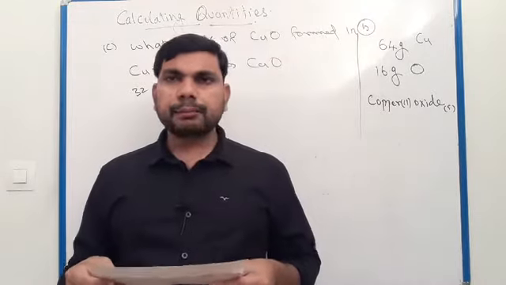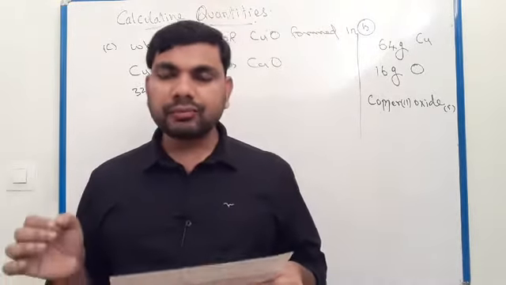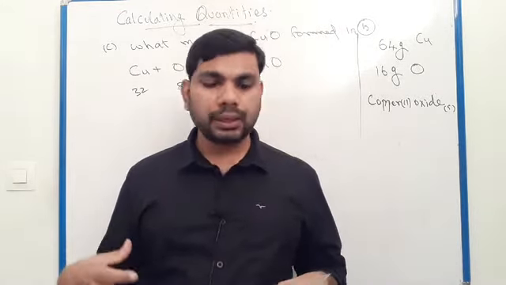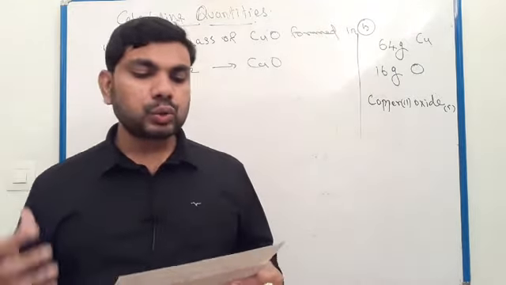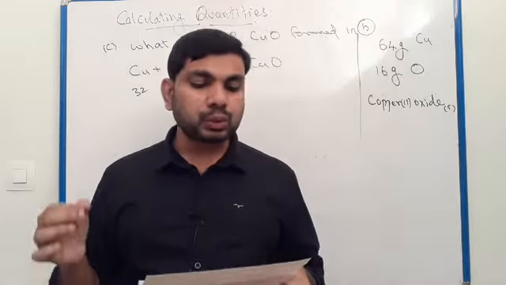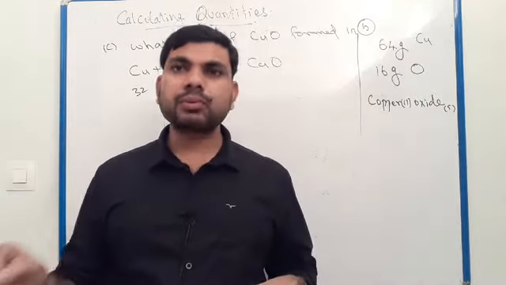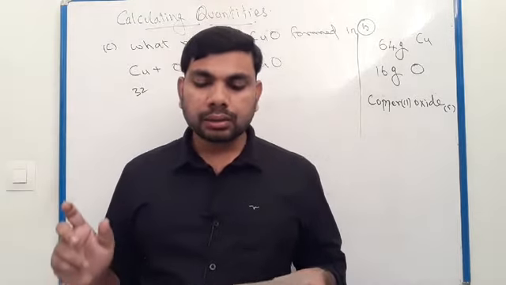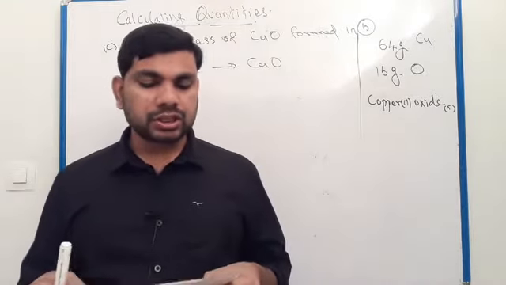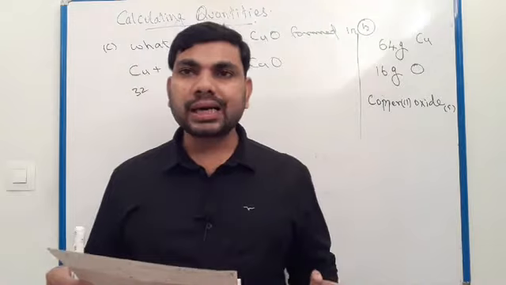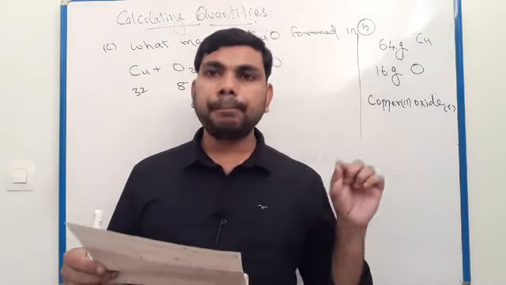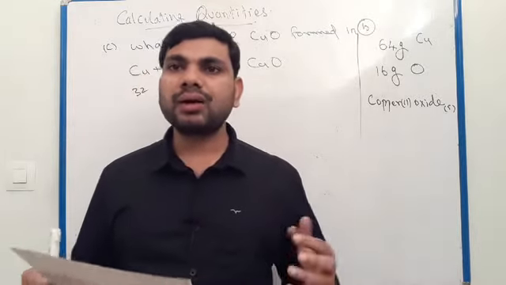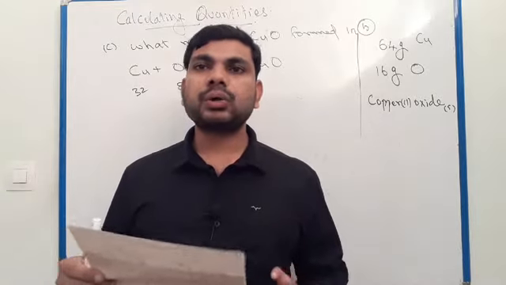Okay, here next question. What mass of copper 2 oxide will be formed in question B? We discussed question B. In question B we discussed 32 gram copper reacting with 8 gram oxygen. So based on that, what mass of copper 2 oxide will be formed in B? In B, 32 gram copper reacted with 8 gram oxygen. What mass of copper 2 oxide formed?